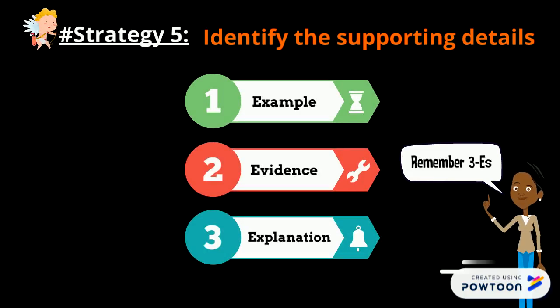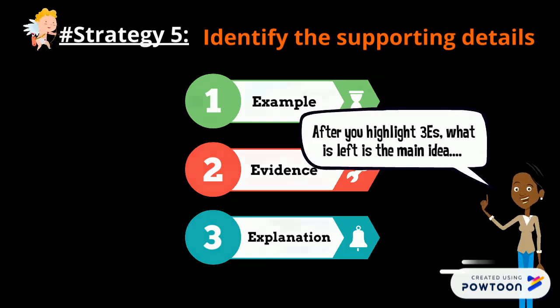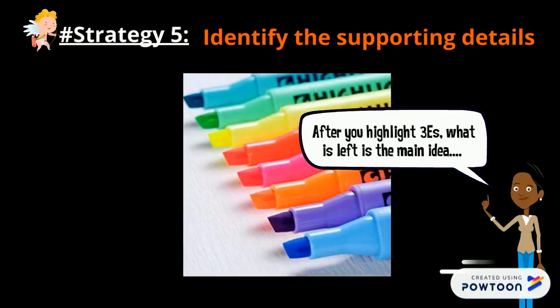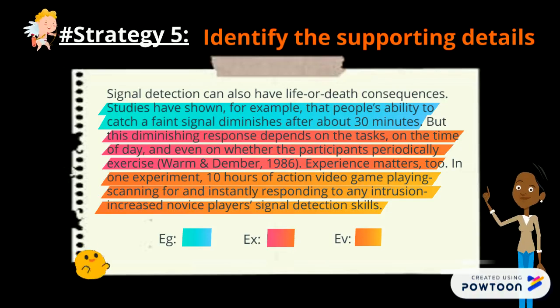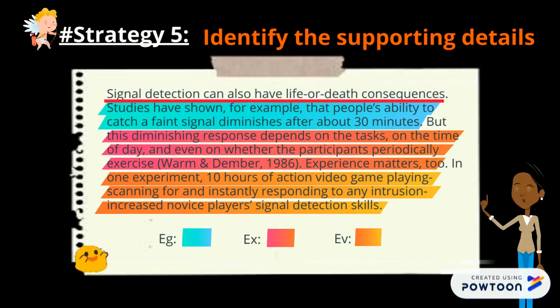It helps to have various colored highlighters, one for each type of supporting material, and to create a color code as this student did here. After identifying the examples, evidence, and explanation in the paragraph and highlighting them with different colors, you can find the remaining sentence and decide if it is the main idea and covers the general information of the whole passage or not. If all sentences are three E's, then the main idea may be implied, not clearly stated.